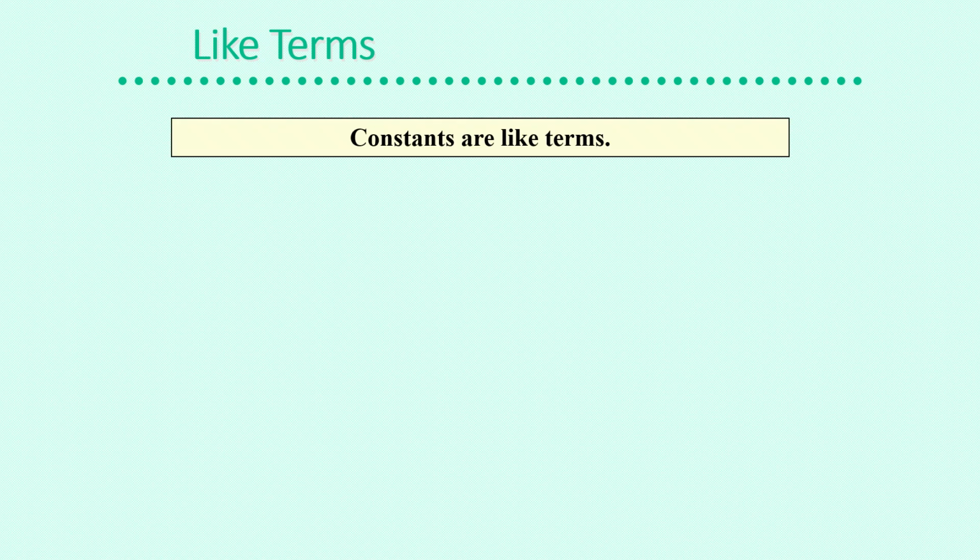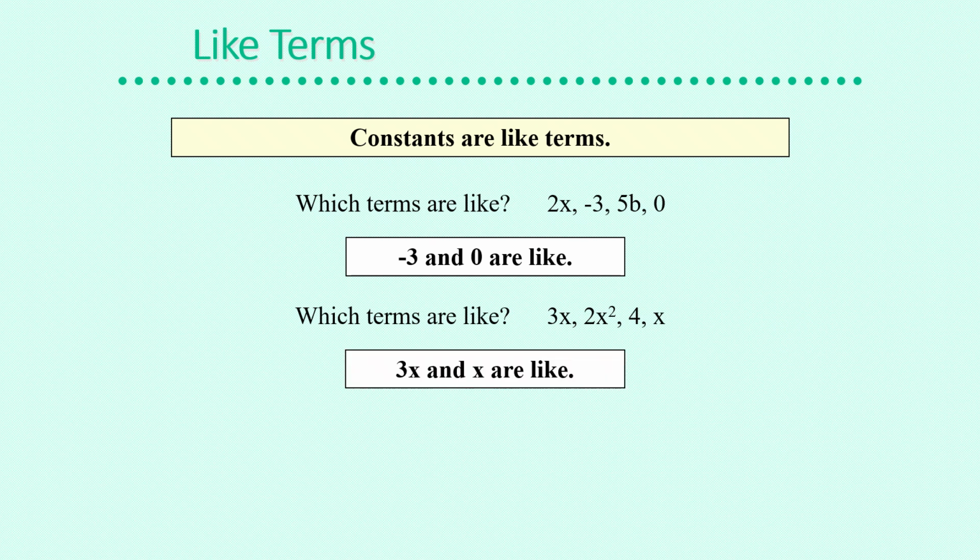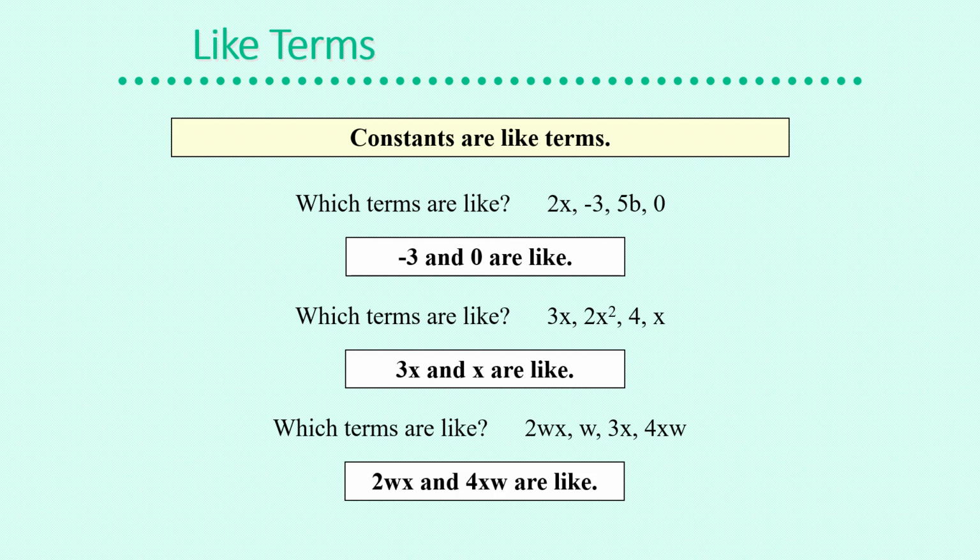Now, constants are all like terms, like here, negative 3 and 0 are like terms. Which are like terms here? Of course, we have 3x and x. And here, which terms are alike? We have 2wx and 4xw are alike. Though they are reversed, they are still the same.